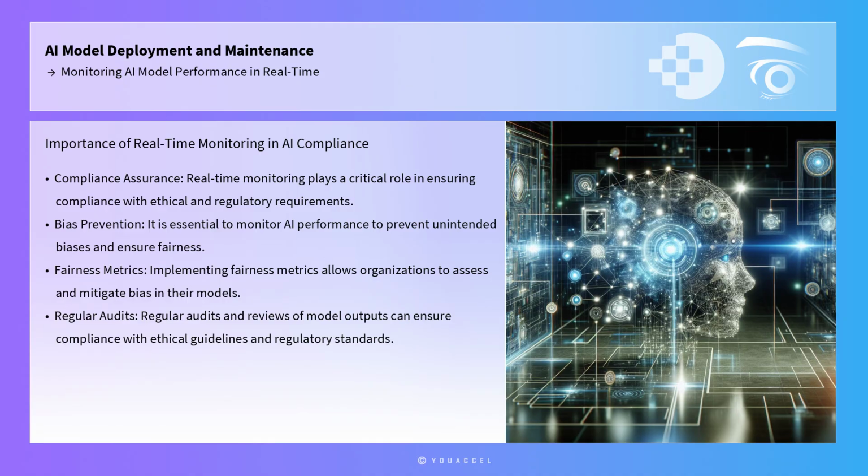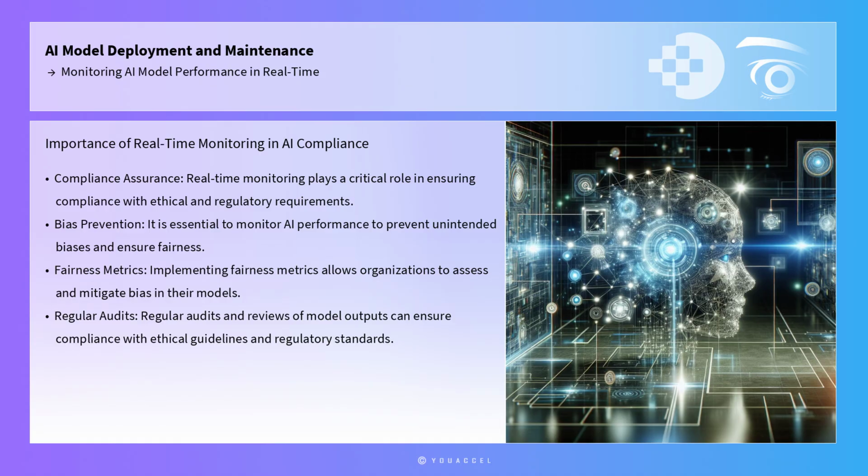Real-time monitoring also plays a critical role in ensuring compliance with ethical and regulatory requirements. As AI models increasingly influence decision-making processes, it is essential to monitor their performance to prevent unintended biases and ensure fairness. Implementing fairness metrics, such as demographic parity and equal opportunity, alongside traditional performance metrics, allows organizations to assess and mitigate bias in their models. Regular audits and reviews of model outputs can further ensure compliance with ethical guidelines and regulatory standards, fostering trust in AI systems.